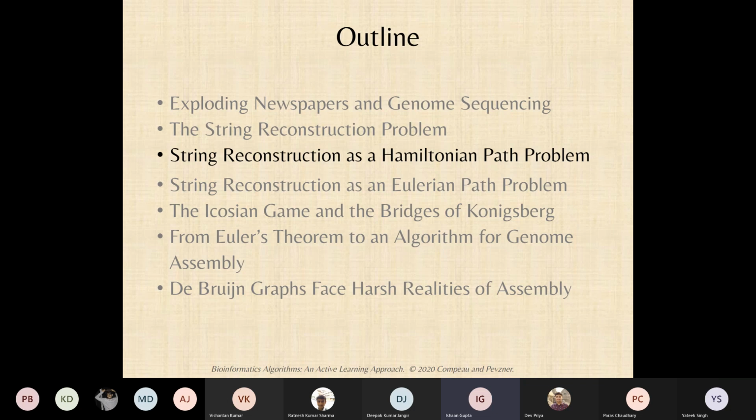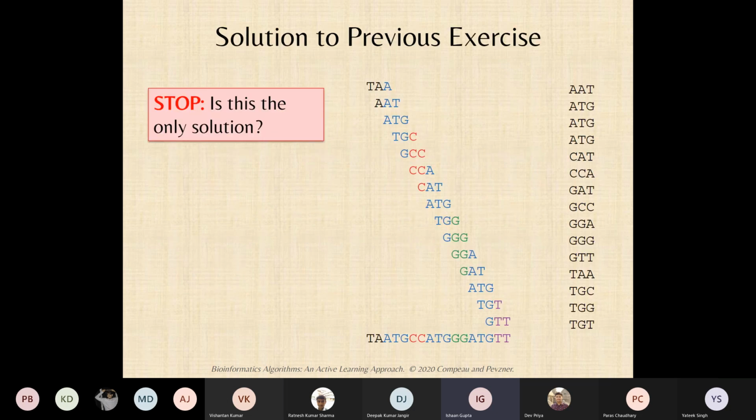Now let me define the first formalism of solving the string reconstruction problem as a Hamiltonian path problem. When you have such repeated regions, you do have solutions, as I show you here, by not following the lexicographic order as we did earlier for read overlaps. With a few trials, we can come up with the right overlaps between k-mers to reconstruct the original string so that no k-mer is left behind.